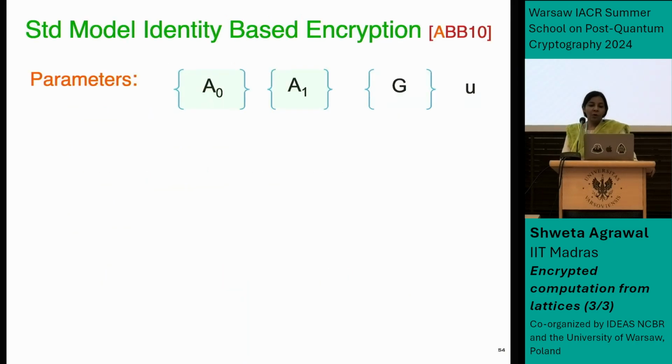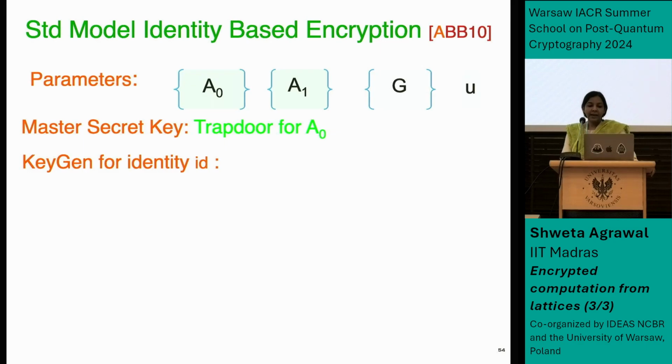Okay, good. So these are our public parameters. We have two matrices A0, A1. G, of course, is our famous gadget matrix. It's fixed, so it need not be in the public key, but I just wrote it here so that everyone remembers that we have it. Our master secret key is again going to be a trapdoor for A0. And now for the identity ID, I'm going to set my ID-dependent matrix FID as A0 concatenated with A1 plus ID times G.